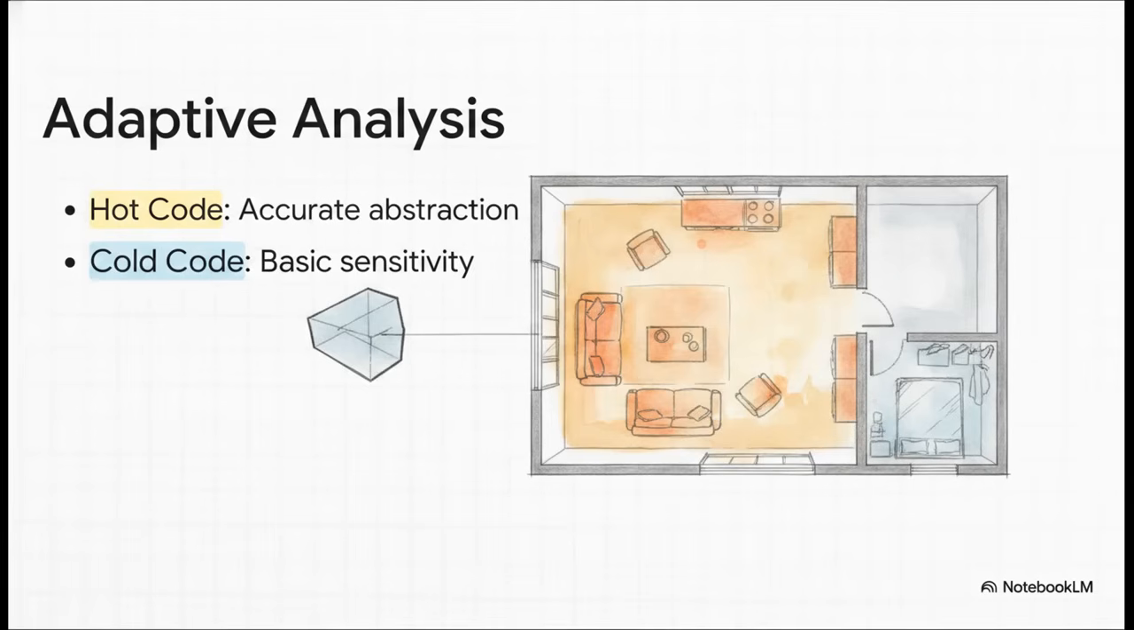Let's break down the mechanics of this 3D design space. Standard analysis traditionally balances just two dimensions, analysis cost versus results precision. But adaptive analysis throws in a vital third dimension, execution frequency. Think of it like a home renovation. You're going to spend your entire budget on the living room and the kitchen, the spaces you actually live in every single day, rather than dropping 10 grand on a guest bedroom closet you open maybe once a year. In Java terms, the hot code gets highly accurate object abstraction and increased context depth. Meanwhile, the cold code gracefully falls back to basic, cheaper analysis methods to save resources.